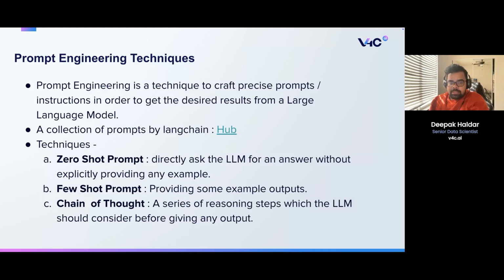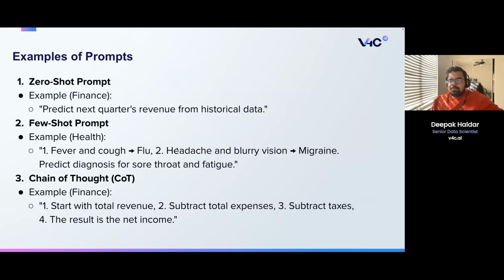So prompt engineering, again, is a skill that grows with practice, and by using techniques like zero-shot, few-shot, and chain of thought, you can make your integrations with LLMs far more effective and precise. In the next slide, we'll see a few examples of prompts as we discussed. In zero-shot prompting, we directly ask the model for an answer without giving any example. We have seen this example, where we directly ask what is the capital of France, and it will give an answer. You can see here in this example, we have predict next quarter's revenue from historical data, and the straightforward instruction tells the model exactly what you want without extra context.